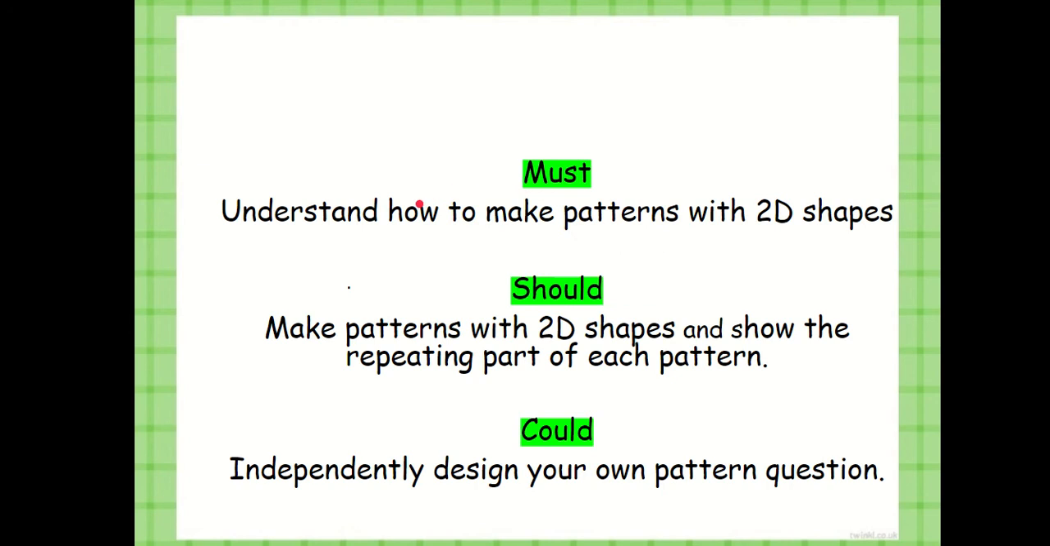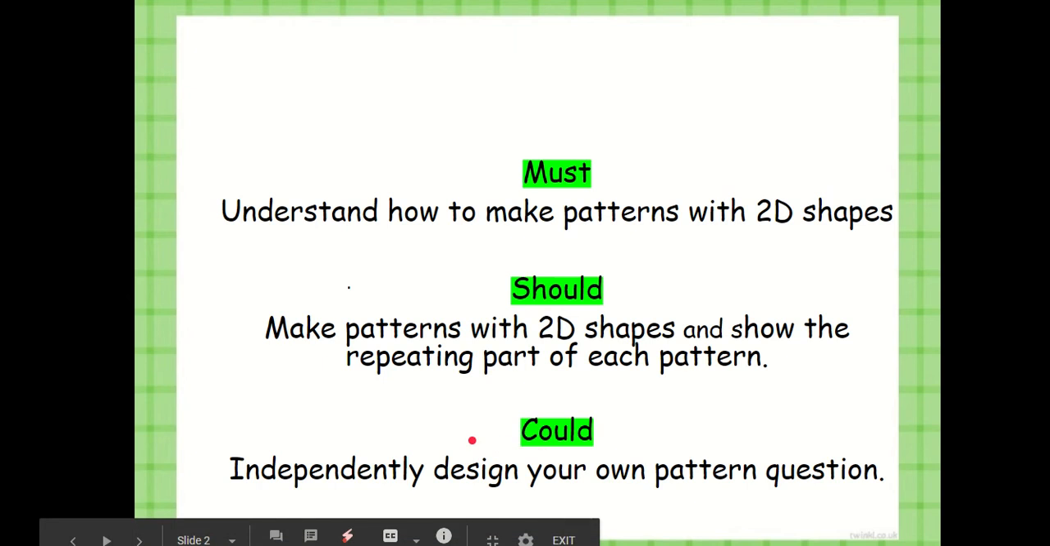Now, our success criteria. All of you must understand how to make patterns with 2D shapes, and you get 1 star. Most of you should make patterns with 2D shapes and show the repeating part of each pattern, and you get 2 stars. And some of you could independently design your own pattern question.